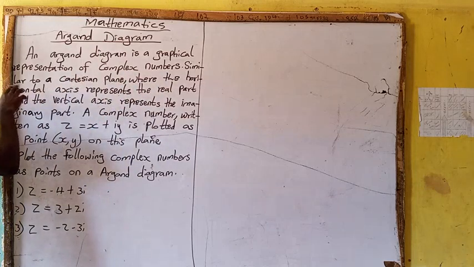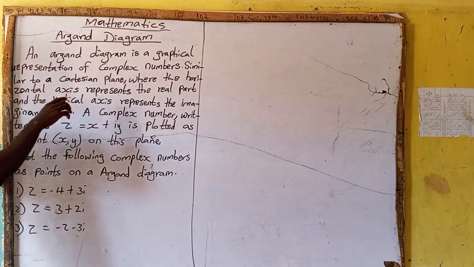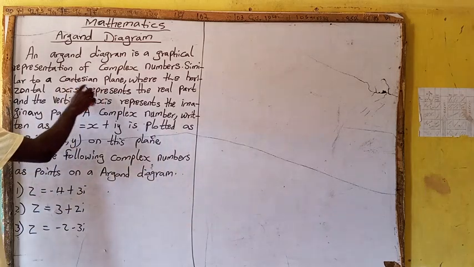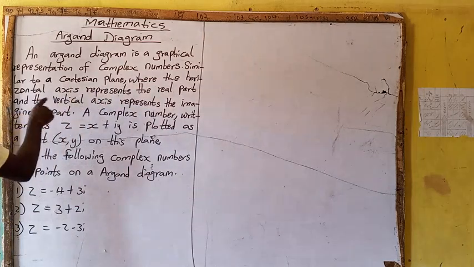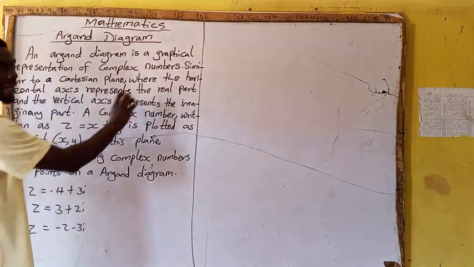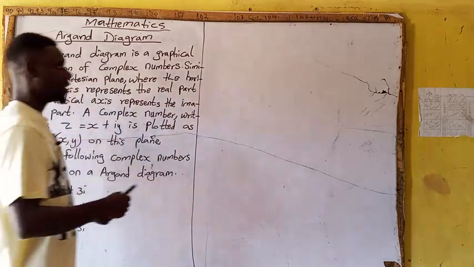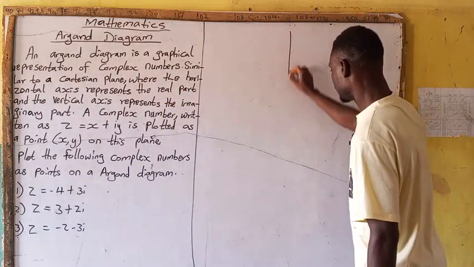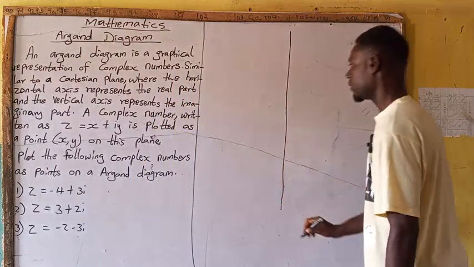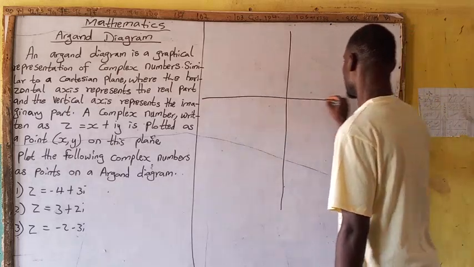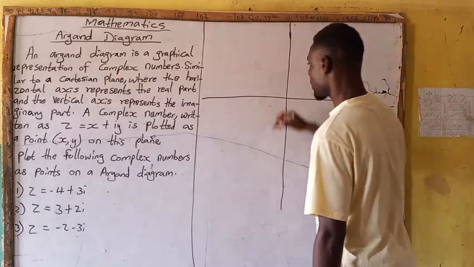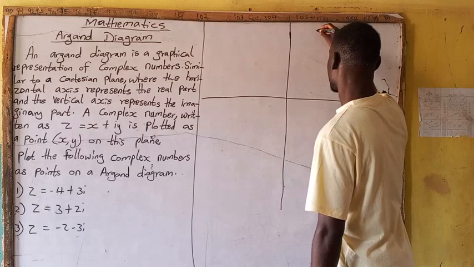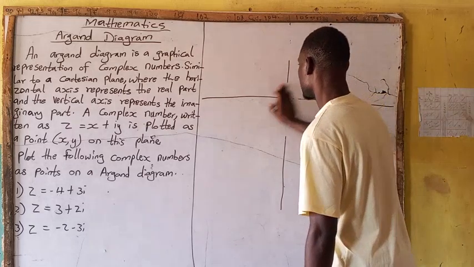Similar to a Cartesian plane, where the horizontal axis represents the real part. Now, this is what they mean. You have your diagram. This is like your Cartesian plane, just like your x-axis and your y-axis. So this part, let me draw it a little bit boldly.